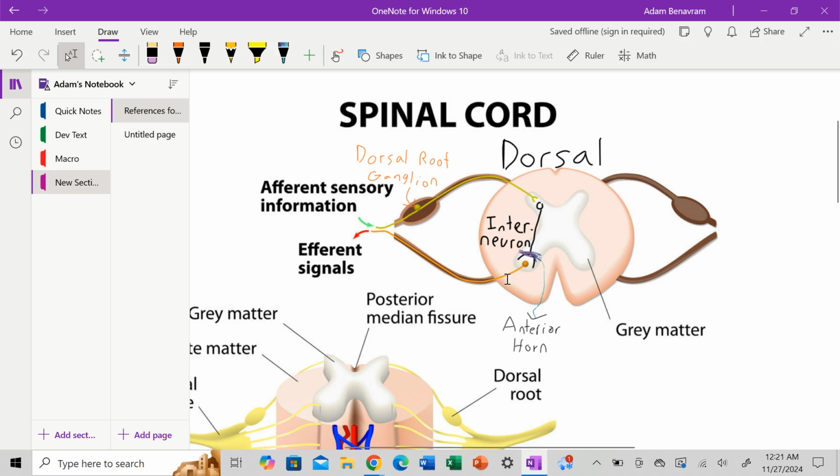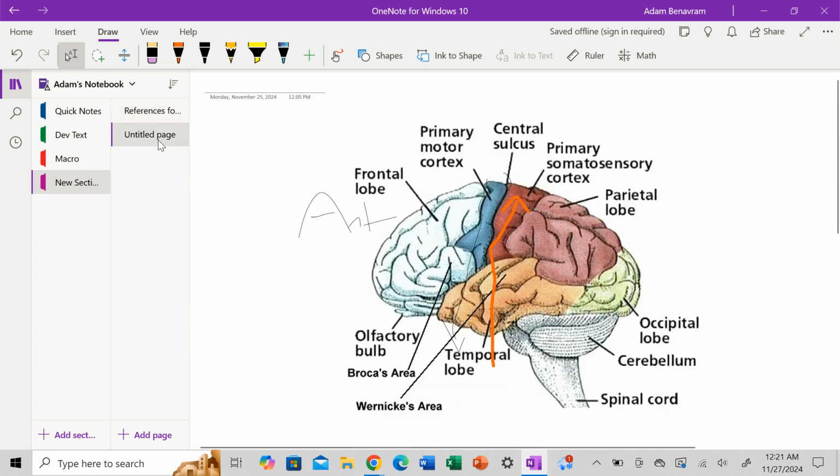The motor neurons are going to be involved with this efferent pathway, which is going to begin here at the anterior horn of the spinal cord and send motor signals out to the muscles and glands and the rest of the body so that the body can do what it needs to do. So now to take a look at the brain and how information is going to travel here.